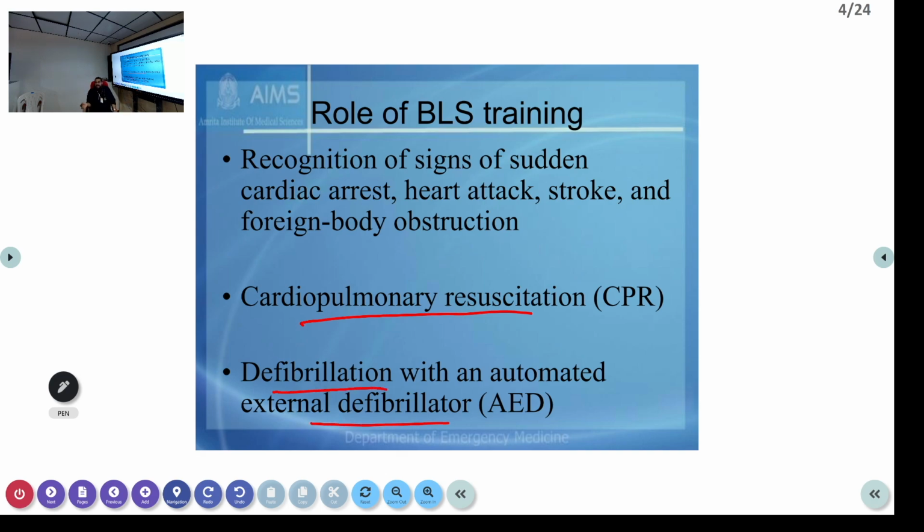Defibrillator and AED, what is the difference? With a defibrillator, you have to recognize the rhythm and see whether it is a shockable or non-shockable rhythm. But an AED automatically detects whether it is a shockable or non-shockable rhythm and tells us whether to deliver a shock or not. That is the basic difference between an AED and a defibrillator. You have to understand this difference.